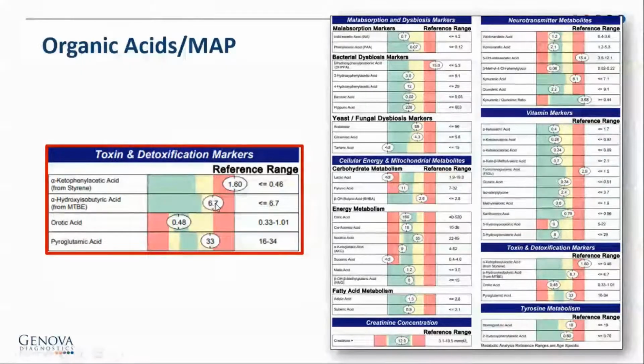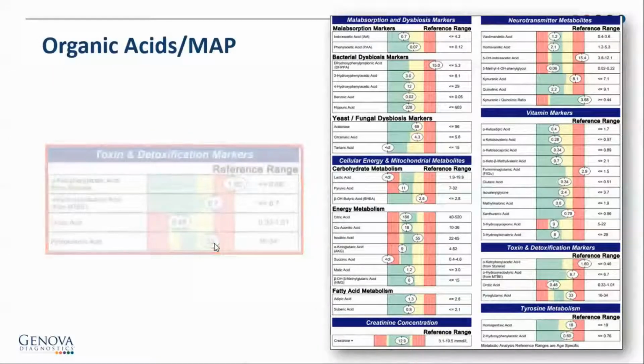I often recommend filtration at home, for example. When I see a high MTBE, a carbon-based filtration system can be useful. These are water-soluble, so they won't be stored in adipose tissue, but hydration and detoxification become really important there. Orotic acid looks good here. It can elevate sometimes with liver issues, and pyroglutamic acid is both a precursor and byproduct of glutathione, which we'll talk about.